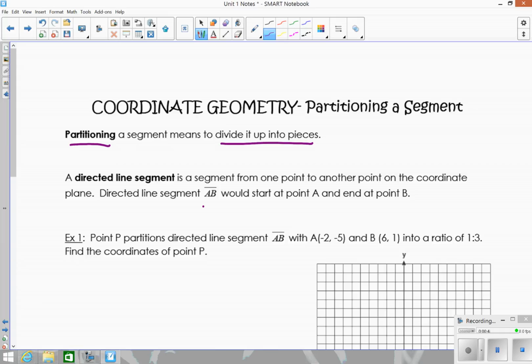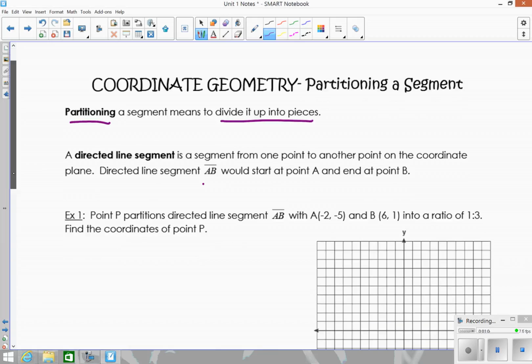Normally, we say it doesn't really matter if you say AB or BA. But for these problems, it does matter because you're going to see we have to break it up into a specific ratio. So the direction does matter.